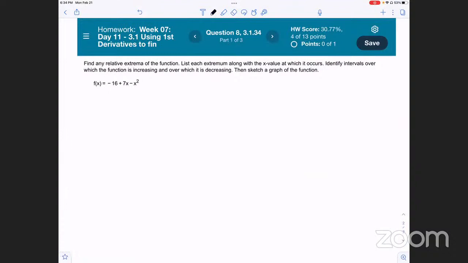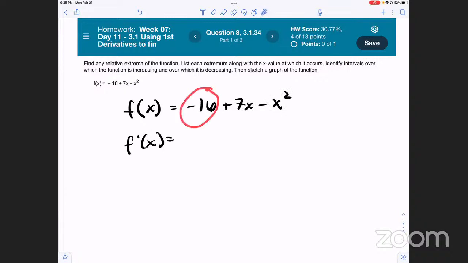So now, it said, find any relative extrema, list each extrema along with the x value, identify the intervals over which it's increasing or decreasing. Okay. So we start with this f of x, which is -16 + 7x - x squared. Now let's consider the derivative, f prime. The derivative of a constant is 0. The derivative of 7x is 7. The derivative of -x squared is -2x.